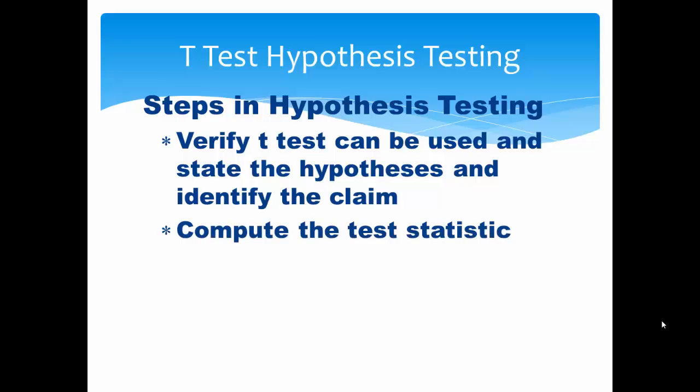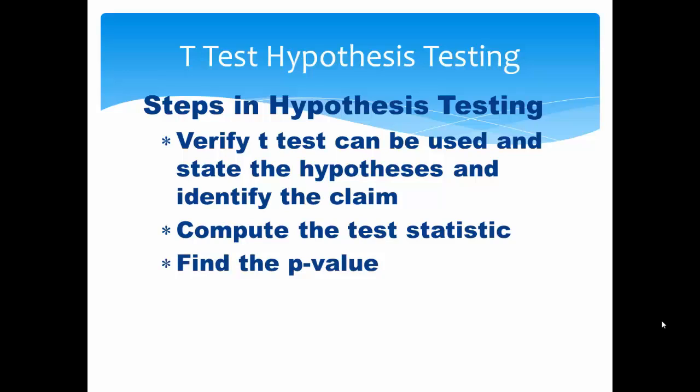Once we have done that, we would actually compute the test statistic. Now, back when we were talking about the normal distribution, the test statistic was a z-value. Now that we're doing a t-test, my test statistic is actually going to be a t-statistic. And the way that we compute those is actually different.